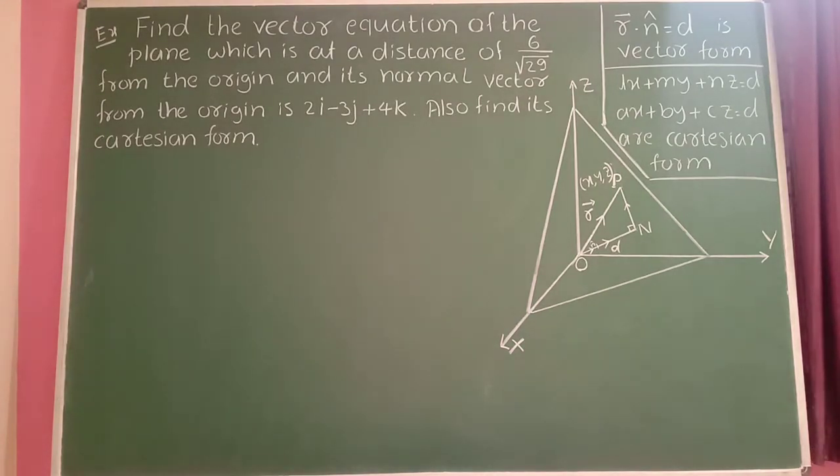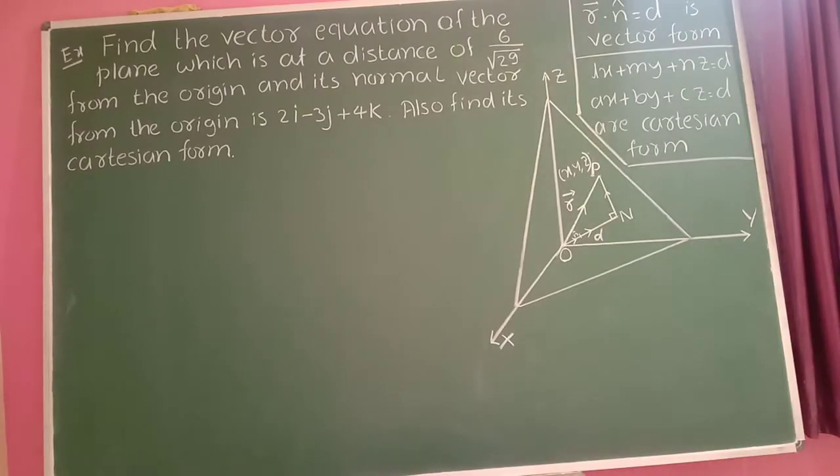Find the vector equation of the plane which is at a distance of 6 upon root 29 from the origin, and its normal vector from the origin is 2i minus 3j plus 4k. Also find its Cartesian form.